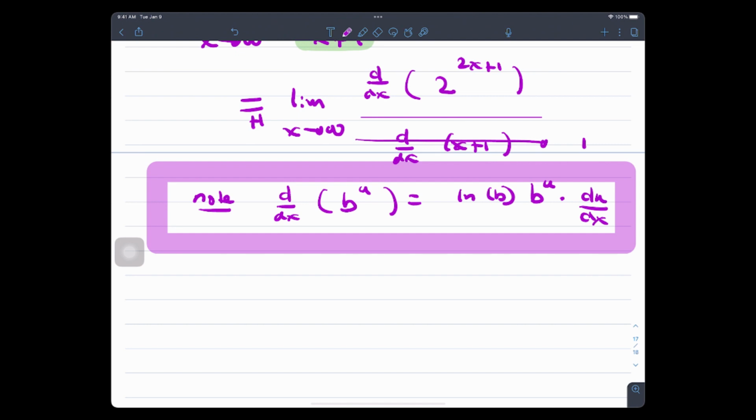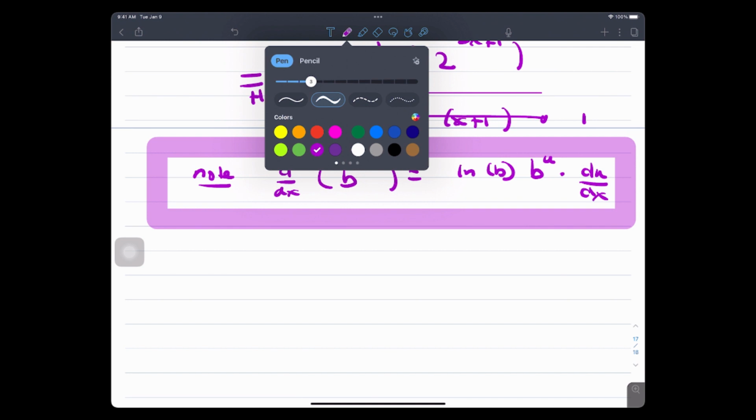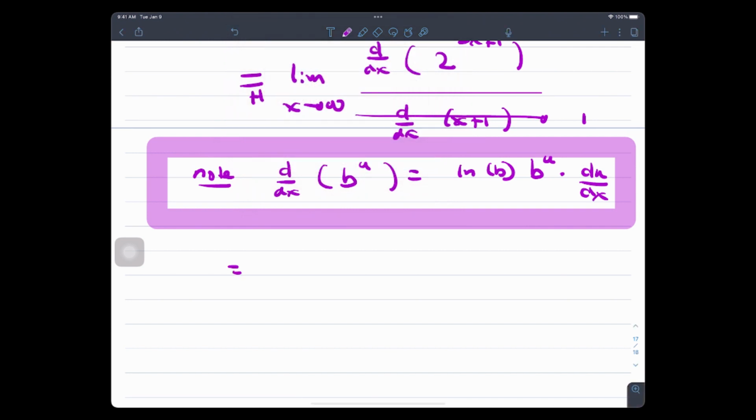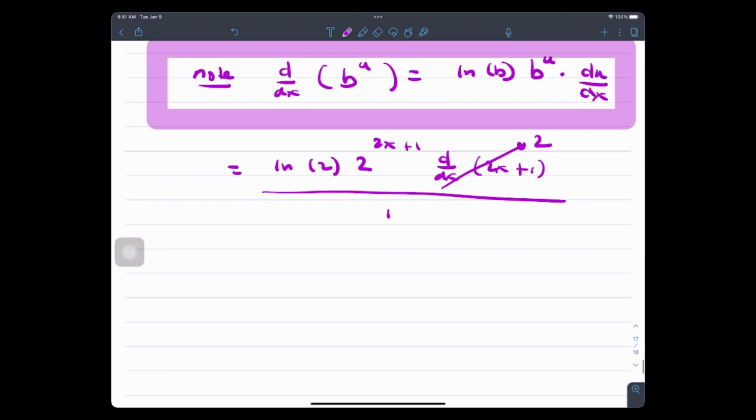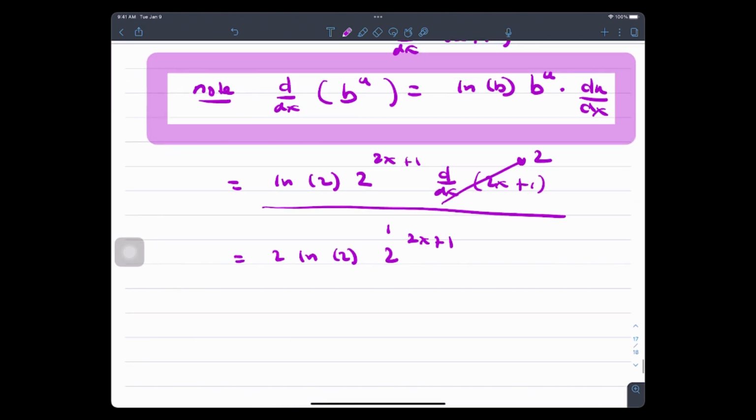What's this? Isn't that derivative 1? So this is natural log of 2 times 2 to the 2x plus 1 times the derivative of 2x plus 1, which is, this portion is 2. That whole thing is over 1, which is 2 natural log 2 times 2 to the 2x plus 1 here. Now, where does this go to? Because you're taking the limit of that, right? This is supposed to be the limit of that whole thing. This is L'Hopital's rule.